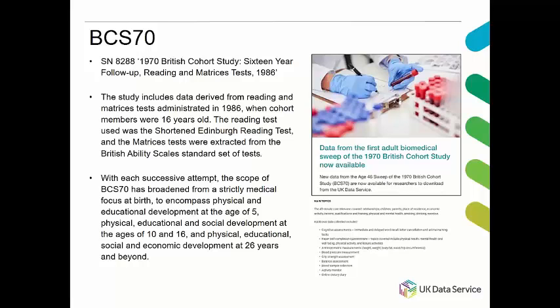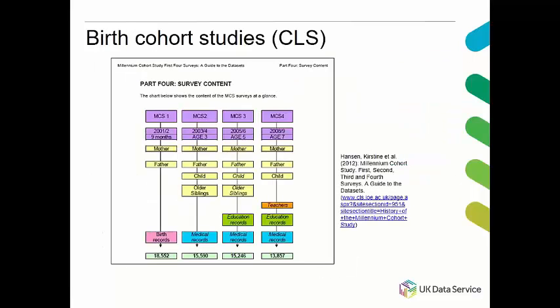So biomedical sweeps have also been done. Here the example of the BCS70, and the study number is what you find in our data catalog, so you would need to look for 8288 if you looked for that particular one. But again, just to illustrate, there is, for example, a 16-year follow-up reading and matrices tests dataset from 1986, and it is explained here what is in there. Just to give you an idea of how it looks.